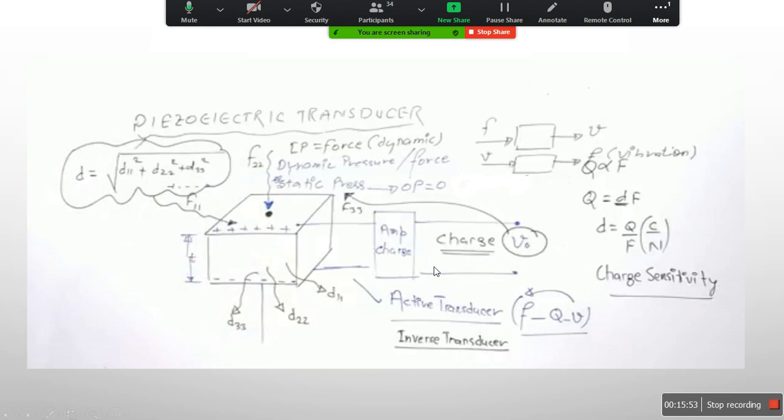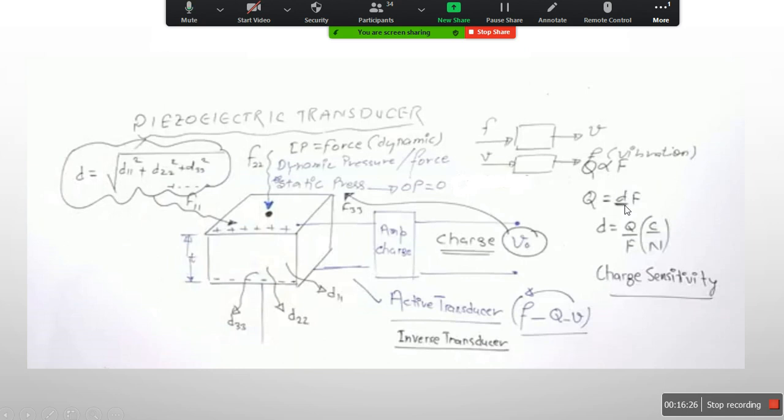So this is your piezoelectric crystal, and when it is continuously moving, it is changing its dimensions. This is a positive electrode and a negative electrode, and this is given to the amplifier for charge. The charge Q is directly proportional to the force applied. How much force you apply, that much charge it will generate. So Q is directly proportional to F, so Q is equal to D into F.